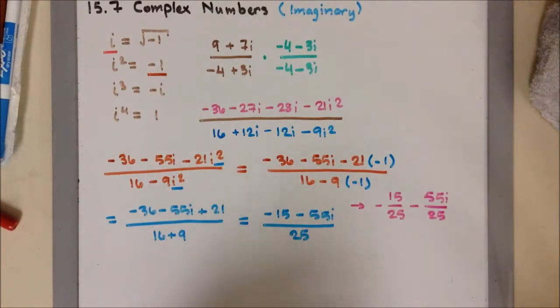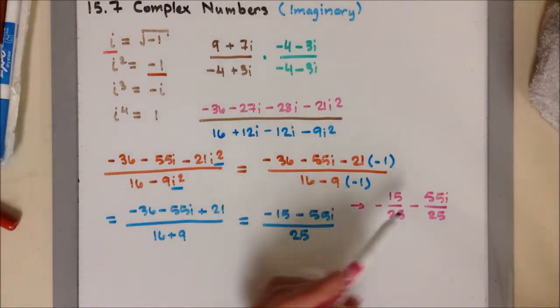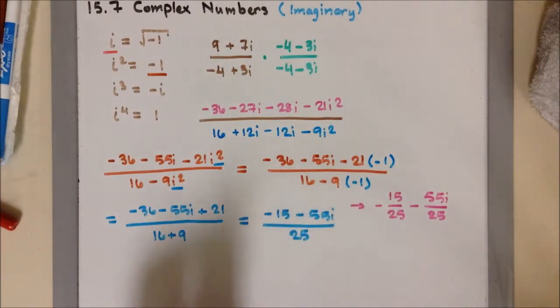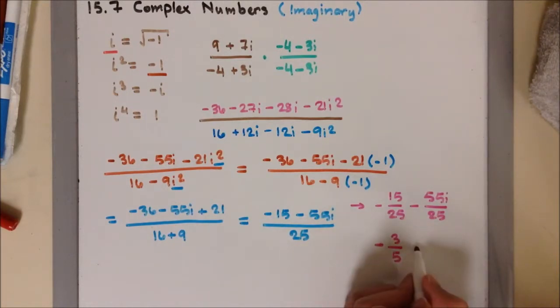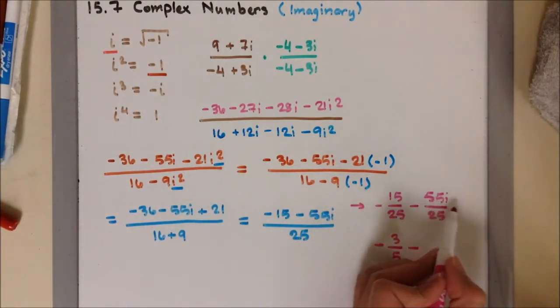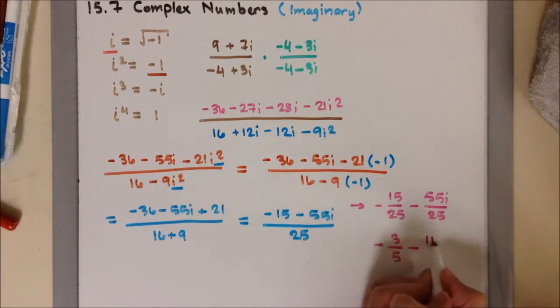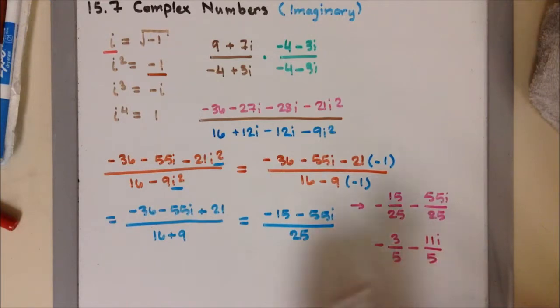After that, you always check if you can simplify the fraction. In the first one, negative 15 over 25, both numbers, numerator and denominator, are divisible by 5. So we're going to have 15 divided by 5 is 3. 25 divided by 5 is 5. Here, minus the second fraction, the numerator and denominator is also divisible by 5, so let's do that. 55i divided by 5 is 11i, and 25 divided by 5 is 5.